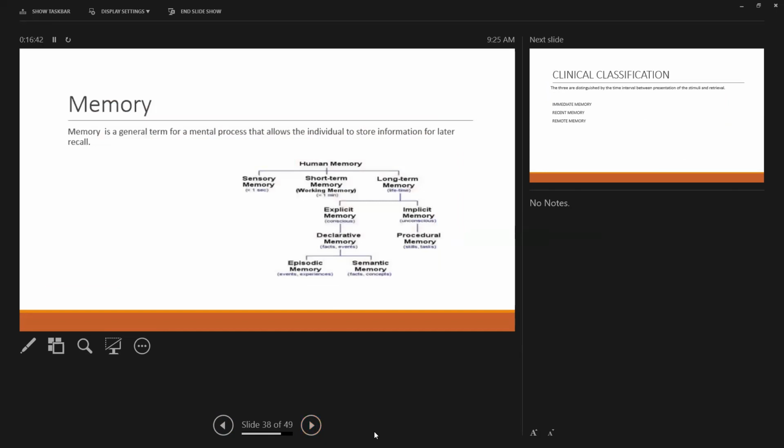Next is memory. Memory is a general term for mental process that allows the individual to store information for later recall. So human memory, we have three types: sensory memory, short-term memory or working memory, and long-term memory. Sensory memory lasts for less than 1 second. Short-term memory lasts for less than 1 minute. And long-term memory lasts a lifetime.